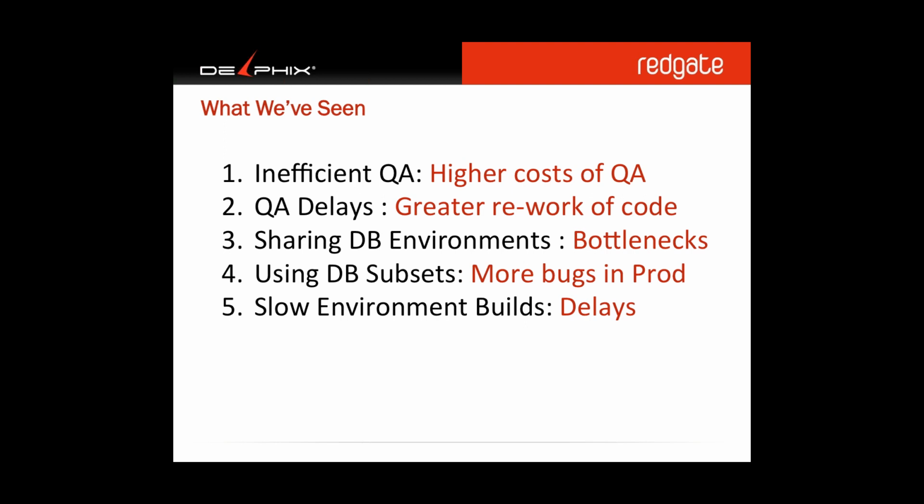We see situations where development teams are using database subsets, and because they're using database subsets, this causes more bugs that make it into production. And finally, we're seeing slow environment builds or creation of environments for developers. And of course, this slowdown causes delays in development projects. So let's look at these 5 points in just a little bit more detail.